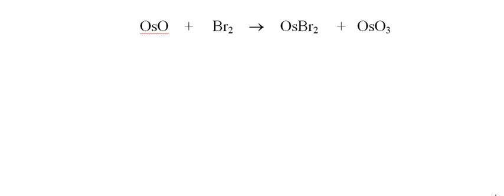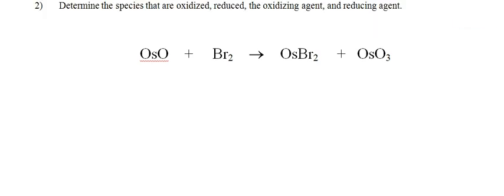This is Mr. Craig, and this video is going to help explain how to determine if something is being oxidized or reduced, and then determining who the oxidizing agent and the reducing agent is. Well, the first thing that we should do, if you're given a problem like this, is make sure that you first identify what the charges for each of these elements are.